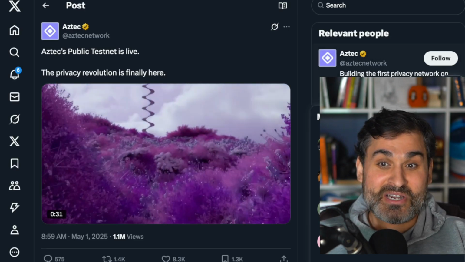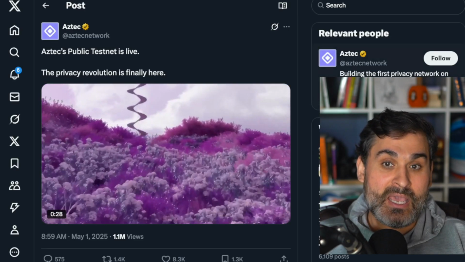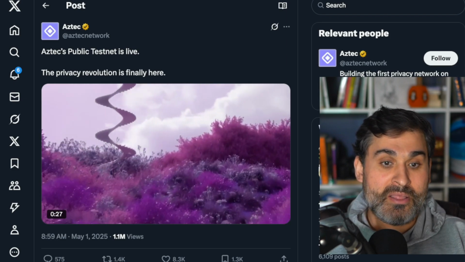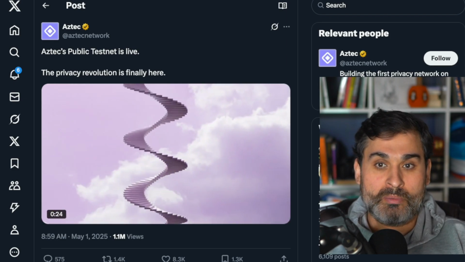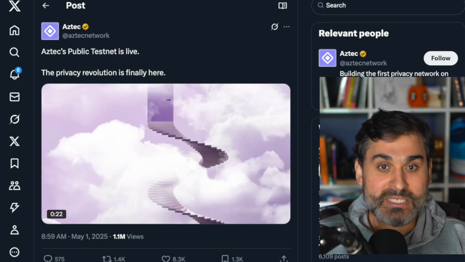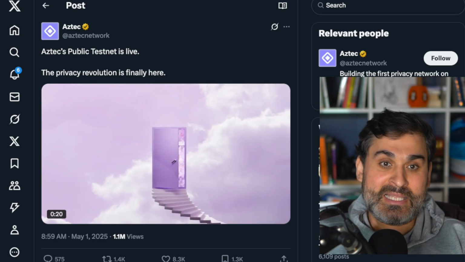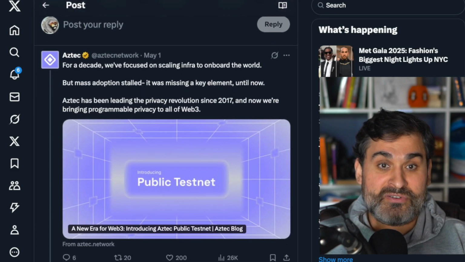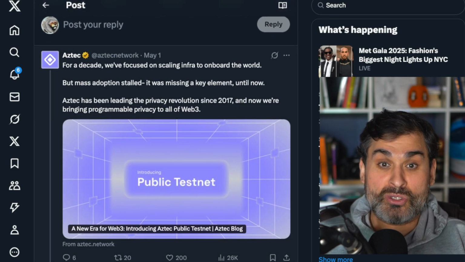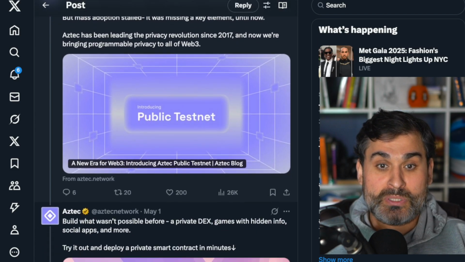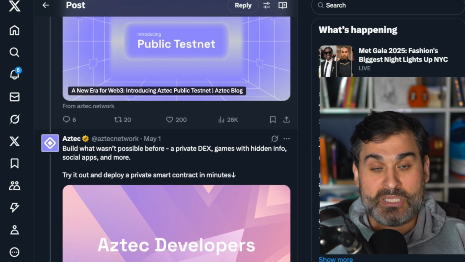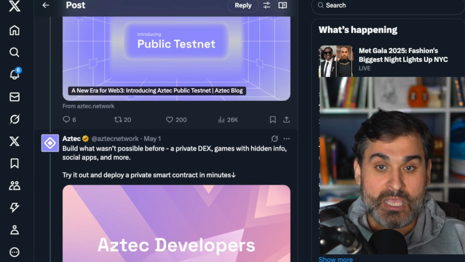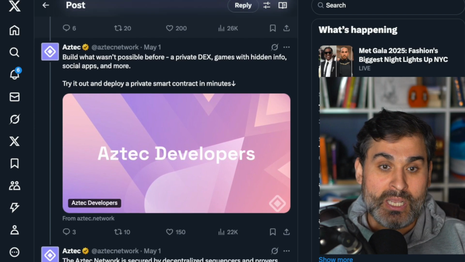Okay, another thing that I'm incredibly excited about is Aztec, and they are a layer 2 on Ethereum that is pushing to be privacy maximalist, and they have a public testnet that is live. So they said the privacy revolution is finally here, and for a decade they've focused on scaling infrastructure to onboard the world, and what they're doing now is building what wasn't possible before, like private dexes, games with hidden info, social apps, and more, and you can try it out.